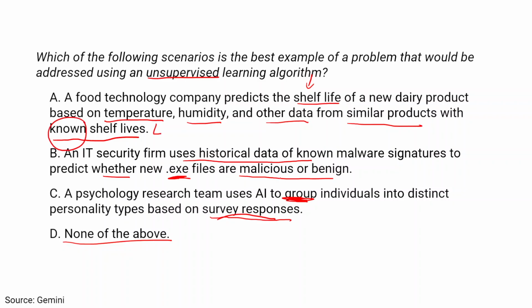And here as well, we have from historical data of normal signature. So we do have the label, right? But this one we don't have the label. So it is actually unsupervised learning.